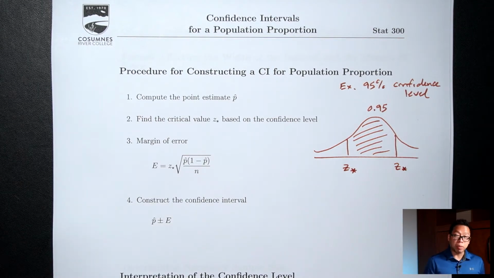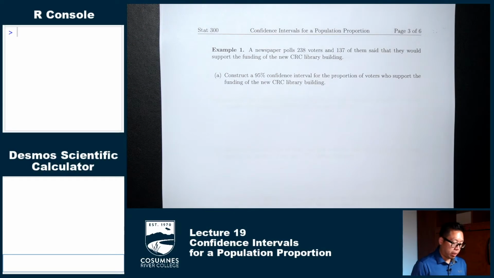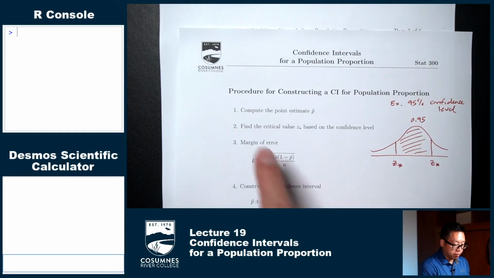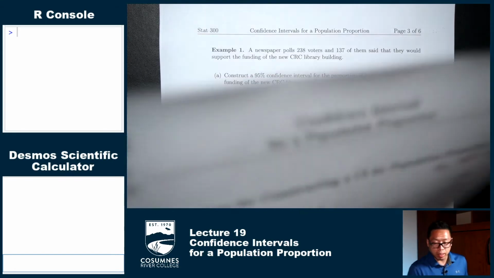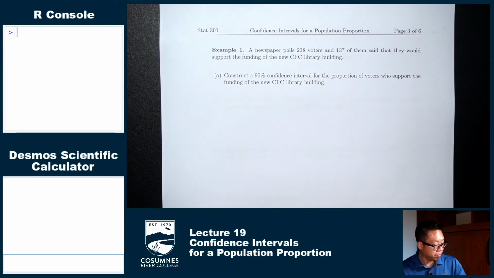So now, let me skip to example 1 on the third page. Example 1. A newspaper polls 238 voters and 137 of them said they would support the funding of the new CRC library building. Part A, construct a 95% confidence interval for the proportion of voters who support the funding of the new CRC library building. The first step in constructing a confidence interval will be to compute the point estimate p-hat. So first step will be finding p-hat.